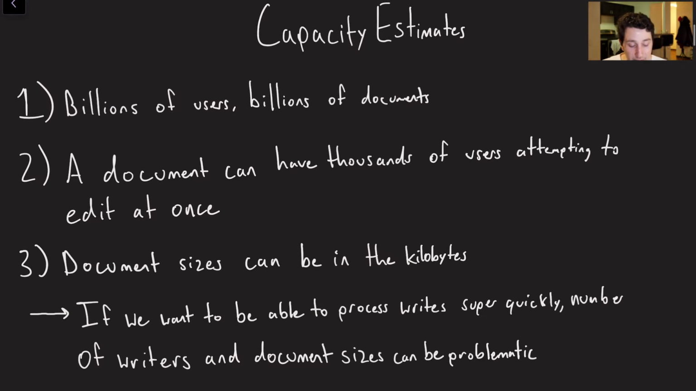Okay, so let's go through some capacity estimates because these are going to be pretty important for what we ultimately end up discussing. So the first thing is that I'm going to keep this one abstract. I don't need to go into any specific numbers because the whole point of this problem in particular, or the reason I want to talk about it, is because I want to basically be able to design it for arbitrary scale. So with that being said, let's imagine we have billions of users, billions of different documents.